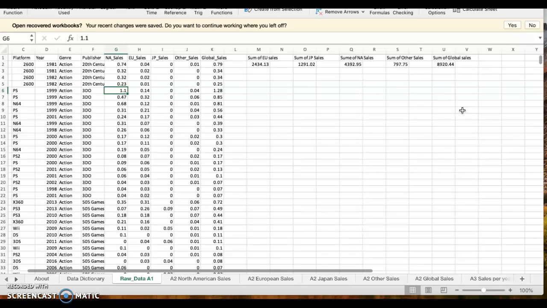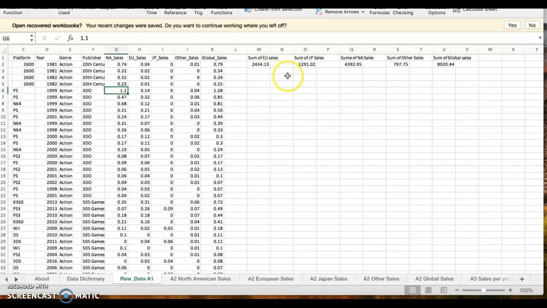Over here you can see the first part. From assignment 1, I did the sum of all the sales. So as you can see, North America had the most sales out of the specific continents and countries that were listed. They had 4,392.95 millions of sales, and then the others category had the least.